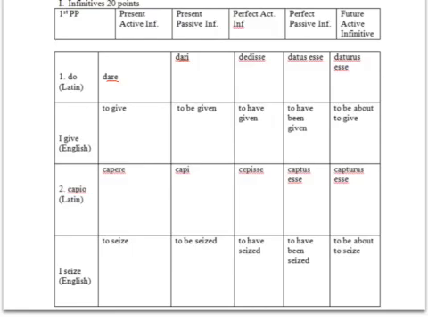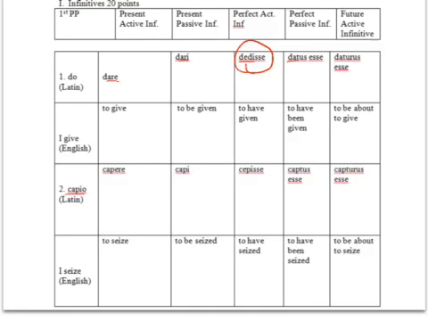Now, do is first conjugation, but it has an irregular third principal part. And instead of davi, it's dedi, so it's dedisse, to have given. So be careful here. This could be a trick for some of you guys that don't know the principal parts of do. Datus esse is the fourth principal part, to have been given, plus esse. And then daturus esse is the future active participle plus esse, to be about to give.